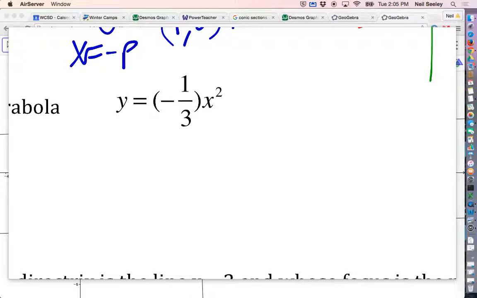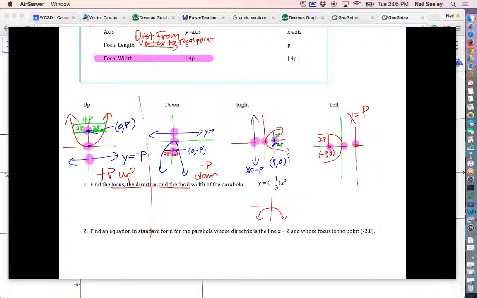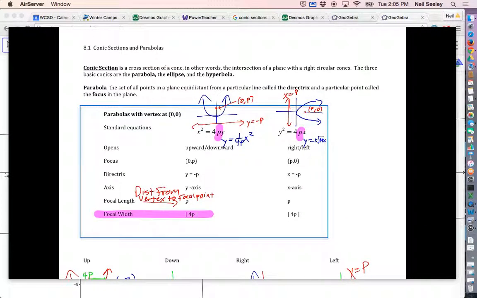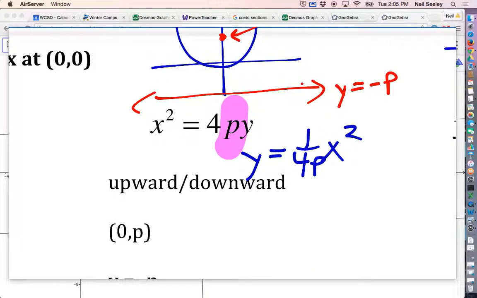So here's what I'm going to do. This parabola opens up and down, there's no doubt about it. And in fact, we know this one opens down. We're super savvy, we know what this equation is. It's a parabola that faces down. So I'm going to go up top, and there's two equations to choose from: the up-down equation and the right-left equation. We are going to choose the up-down equation, x squared equals 4py.